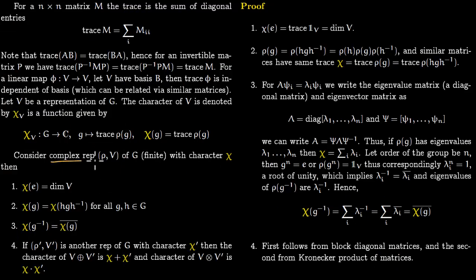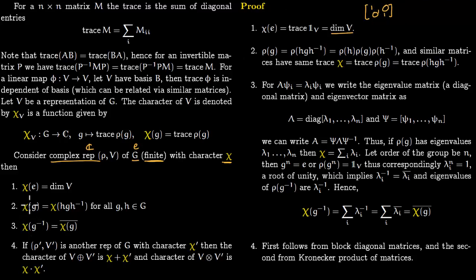Consider a complex representation, so we are working over complex numbers. This representation rho, V of G, we'll take G as a finite group with this character chi. Then chi of e, where e is the identity element of G, is just the dimension of V. This is just clear. Chi of e is nothing but the trace of the matrix corresponding to e, which is the identity matrix, and the trace of the identity matrix is just the dimension of V, because you're adding all the ones along the diagonal which represent the dimension. So for a 3 by 3 matrix, you will have zeros in the off-diagonal entries, and you add up the ones, you get 3.